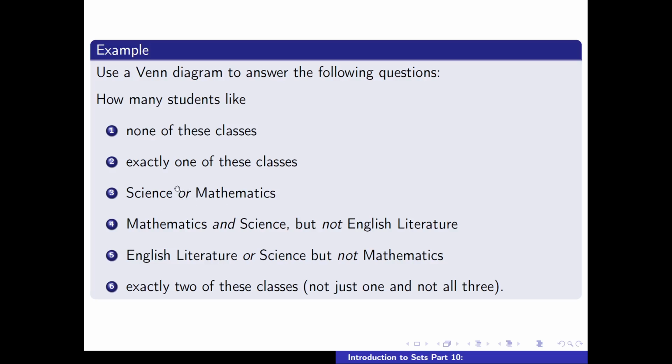Notice or is emphasized here. How many students like mathematics and science, but not English literature? Again, and not is emphasized here. Keep those in mind for later. Also, how many students like English literature or science, but not math? Keep in mind the or and the not. And finally, how many students like exactly 2 of these classes? Not just 1, and not all 3. Exactly 2 of the classes.